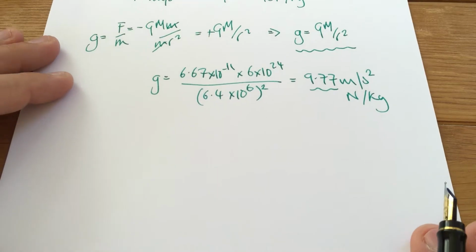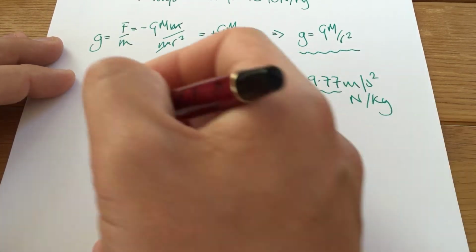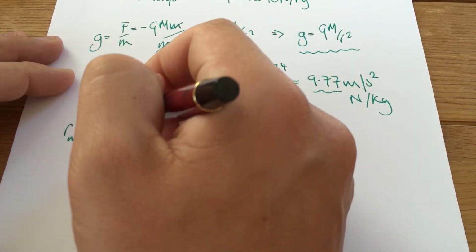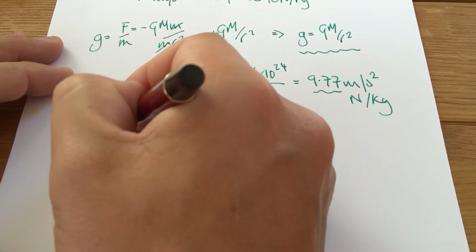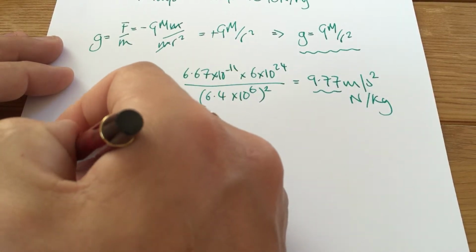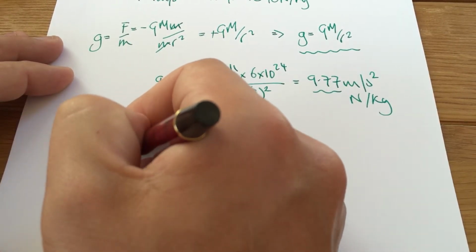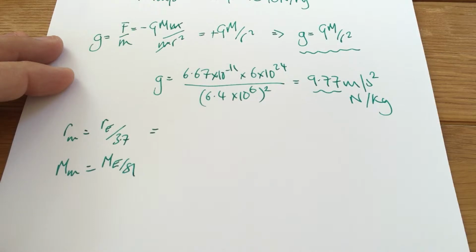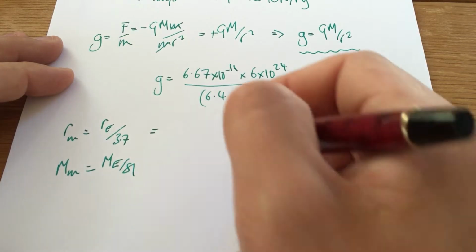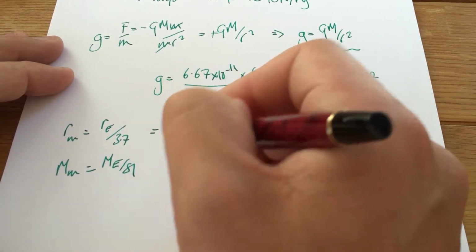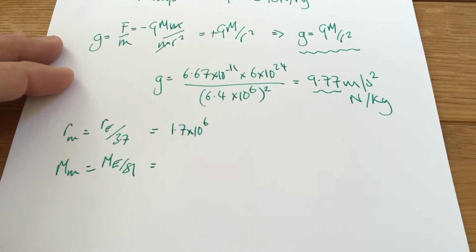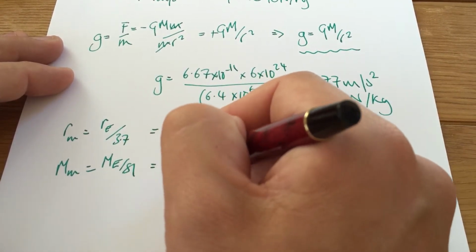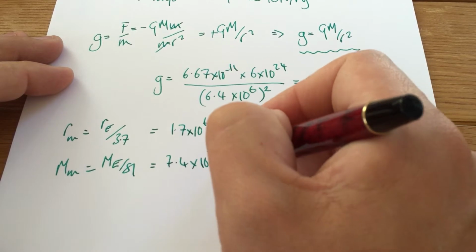Why don't we check what's going on on the Moon as well? Let's give you the radius of the Moon, which is the radius of the Earth divided by 3.7, and the mass of the Moon is the mass of the Earth divided by 81. If you want to, just to write them out explicitly, I will plug it into the calculator to give us 1.7 times 10 to the 6 and 7.4 times 10 to the 22 meters and kilograms.